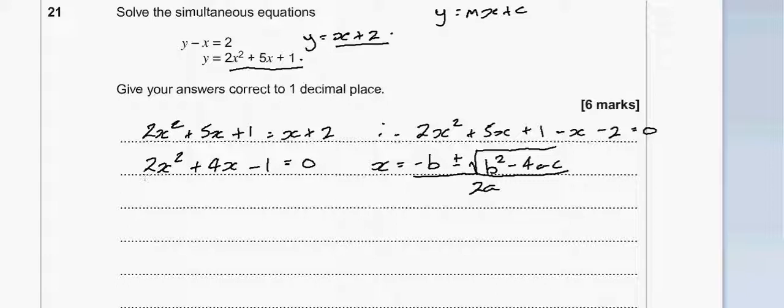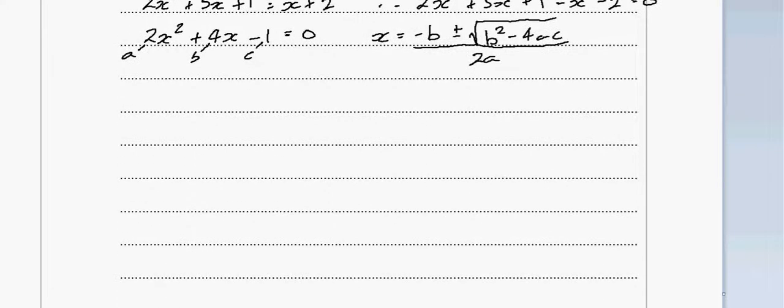Now a is the number of x squareds, b is the number of x's, and c is your number at the end. So now I can substitute these values in to here. This is why it's worth 6 marks. So x equals, now it says minus b.